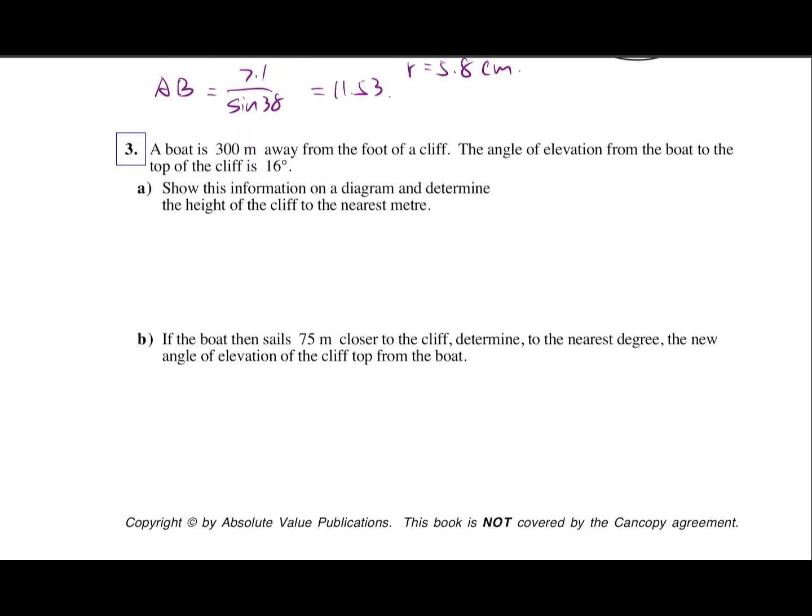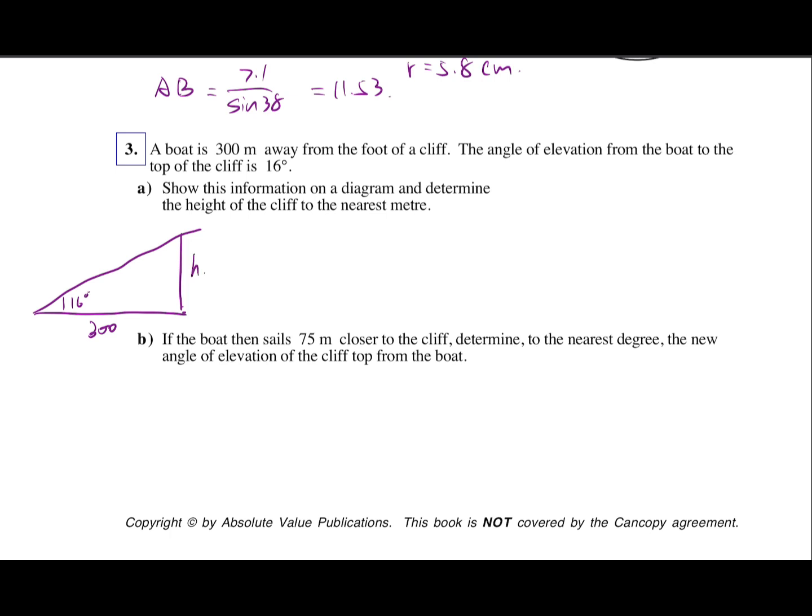And number 3, a boat is 300 away from the foot of a cliff. Okay, so this is the cliff, and this is 300 meters. For the elevation, this one is 16. And then we need to find out the height.